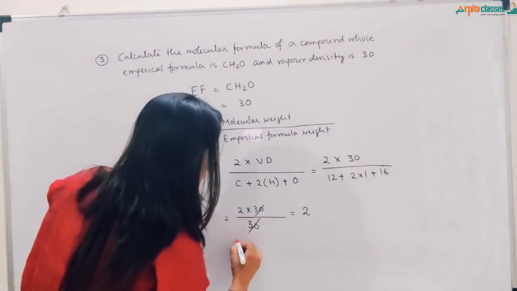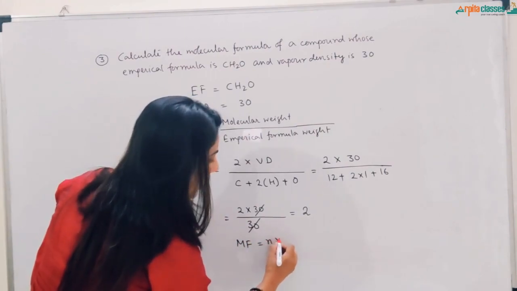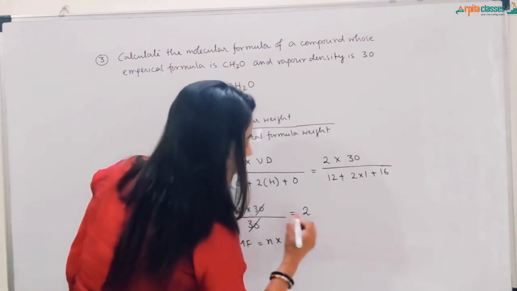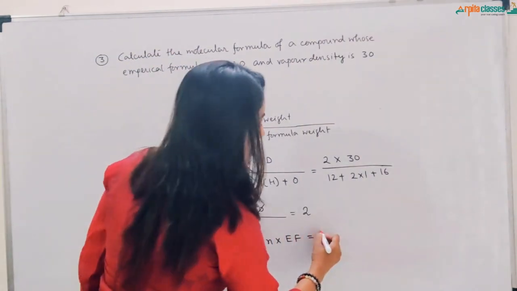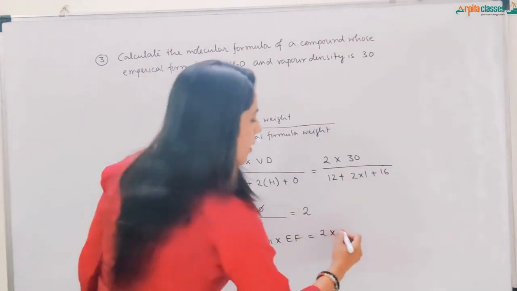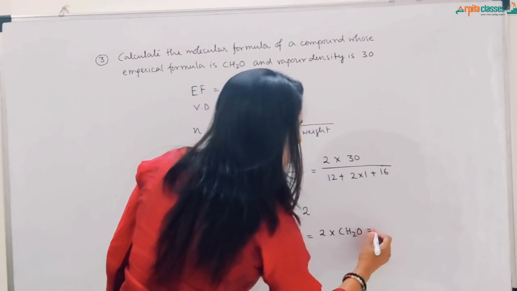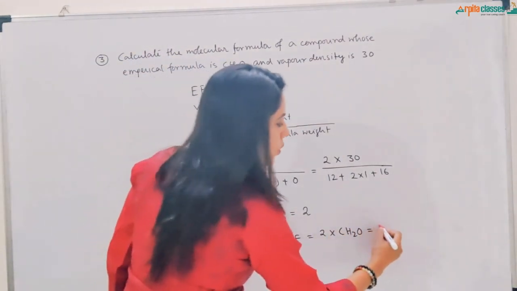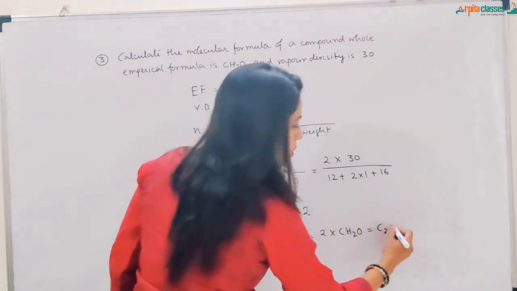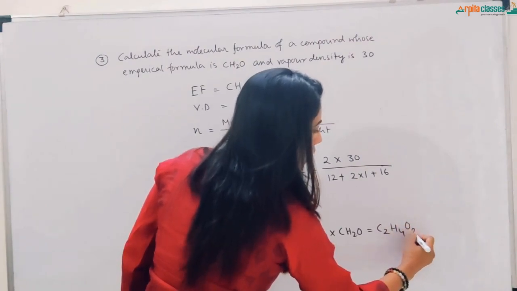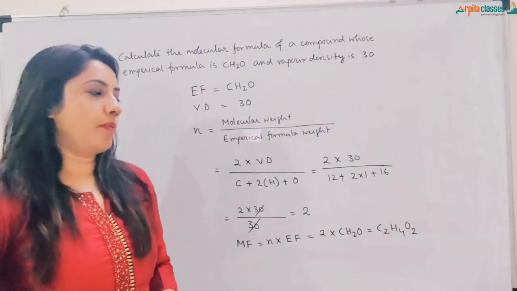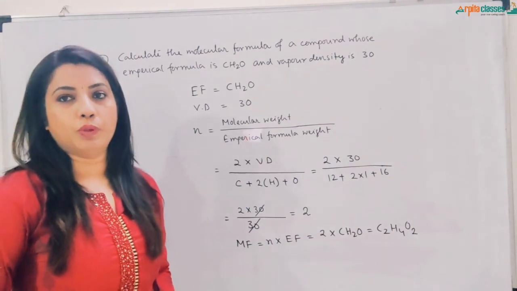So the molecular formula is N into empirical formula. N has come 2, so we'll put 2 over here, and empirical formula is CH2O. So the molecular formula comes C2, H2 into 2 is 4, H4 and O2. Therefore, the molecular formula is C2H4O2.